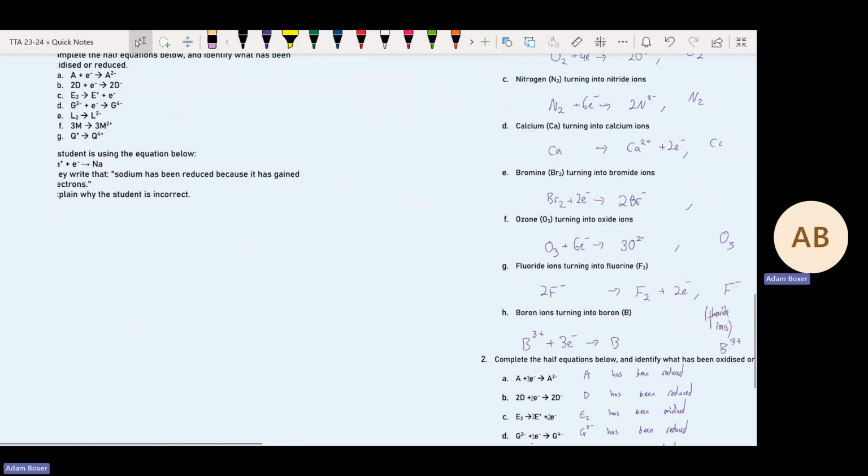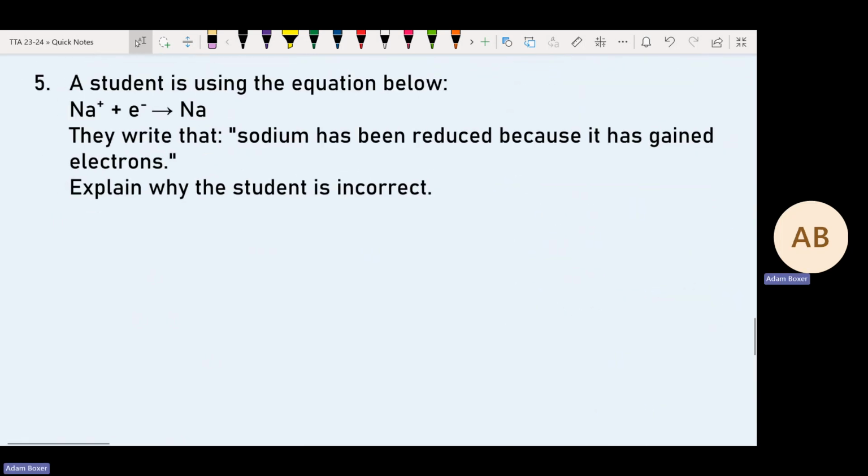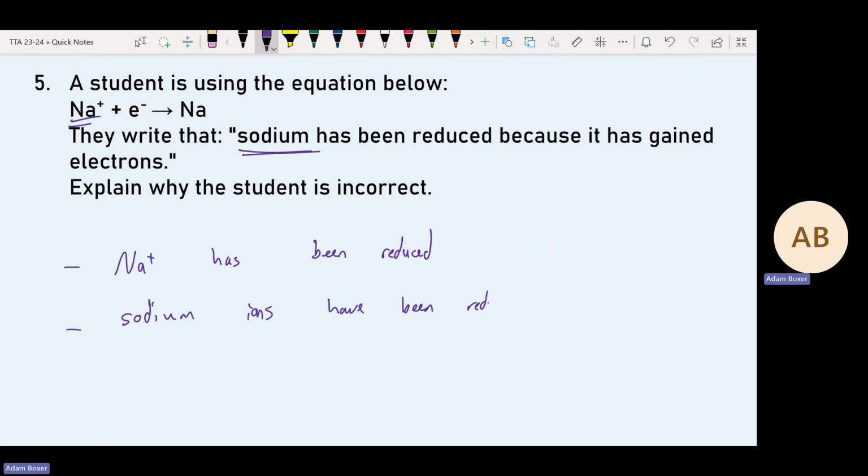The final question that I had there was this one. The student is using the equation below, and they write that sodium has been reduced because it's gained electrons. This is incorrect because they've written sodium, and it's not sodium, it's Na+. So they can either write option 1, Na+ has been reduced, or they could write sodium ions. What they absolutely cannot do is write that sodium has been reduced, because we use that name only when we're talking about the element. So if we're talking about sodium, what we're actually talking about is this one, okay, which is obviously on the wrong side of the equation.